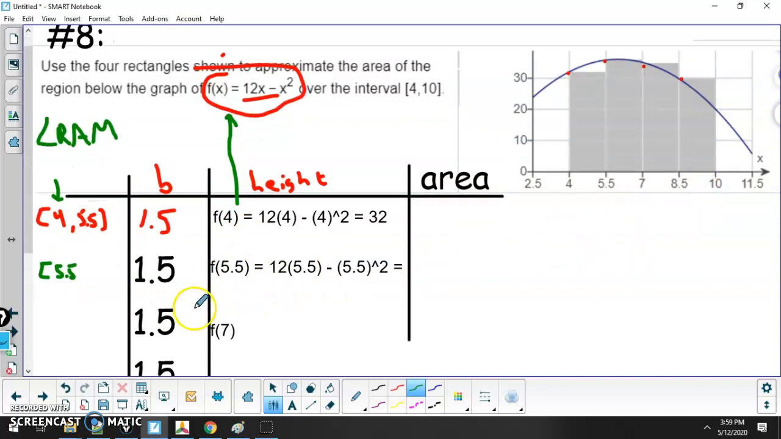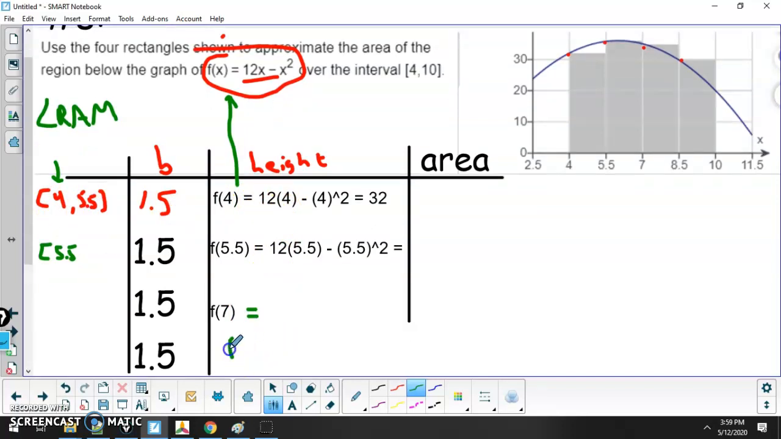So, just make sure you're using the right beginning value to substitute in for the height. Okay, and so the final region, you would do f of 8.5. All right, and then you calculate the area by just doing base times height, which I hope you guys probably realize. And then you would sum them all up here.